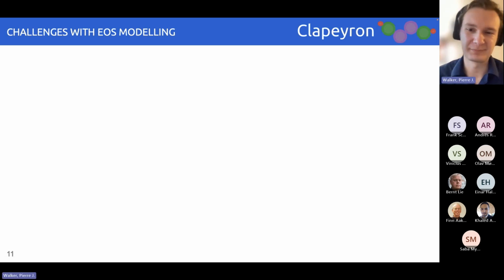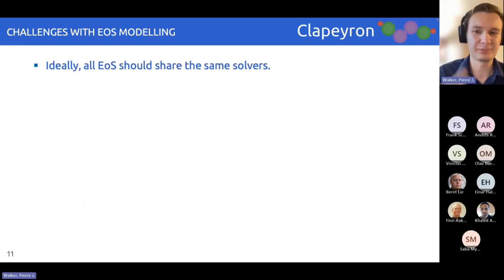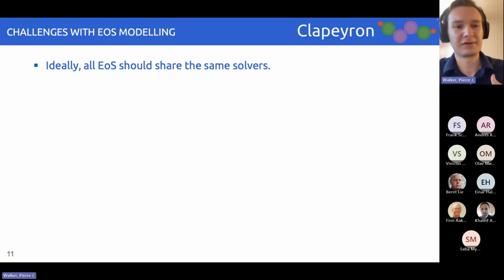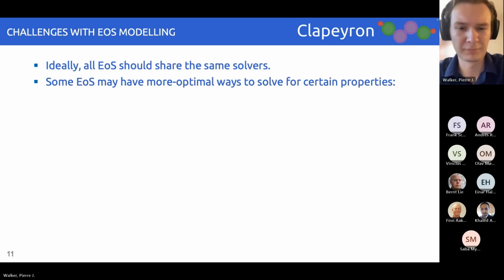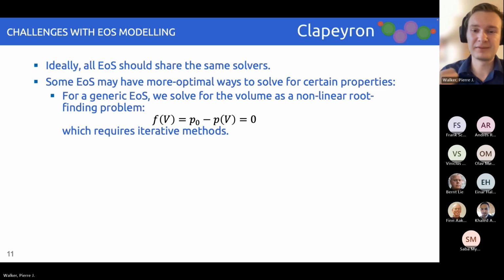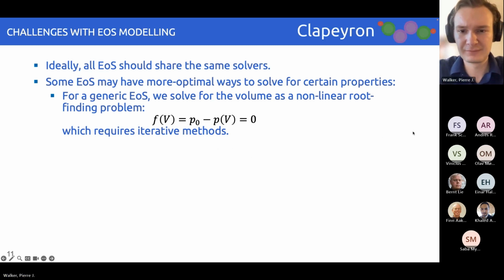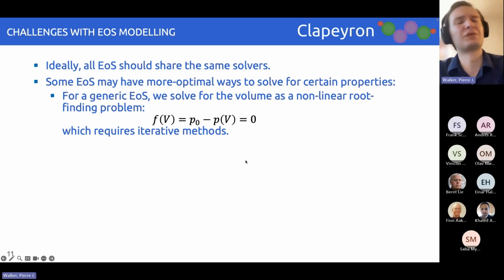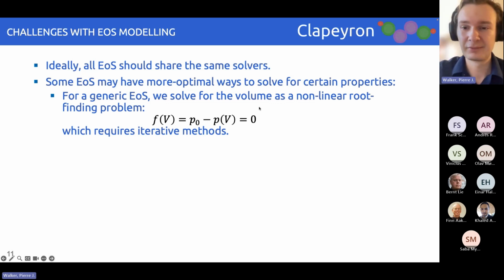The other challenge of equation of state modeling relates to the solvers. Ideally, we'd only need one solver which works for all equations of state. However, certain equations have more optimal ways to solve the problems for certain properties. For example, for a generic equation, to solve for the volume at a constant pressure, we will need to use some nonlinear iterative algorithm, as these functions can be quite unwieldy.